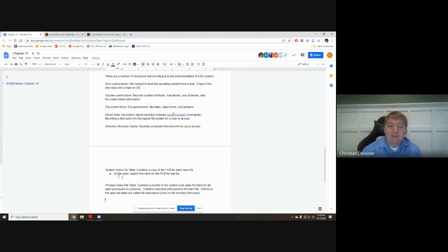So we search the system open file table for the file. If it exists, we make a pointer to it in the per process table. If not, we find the file in the directory, and then make a pointer to it in the per process table.